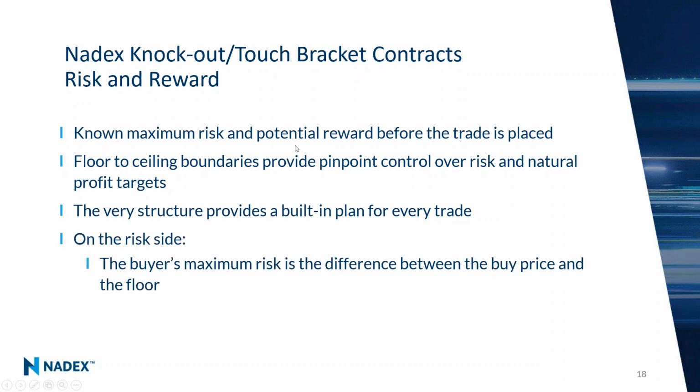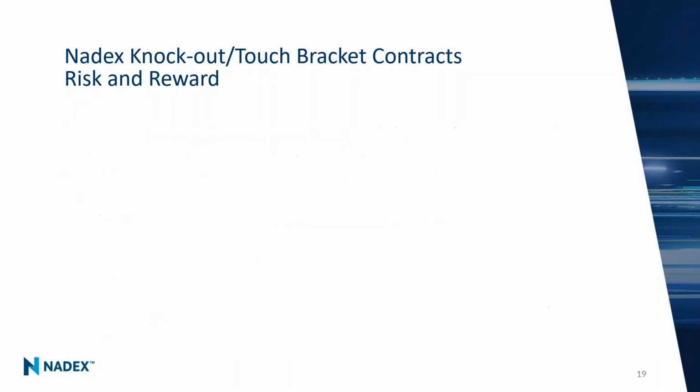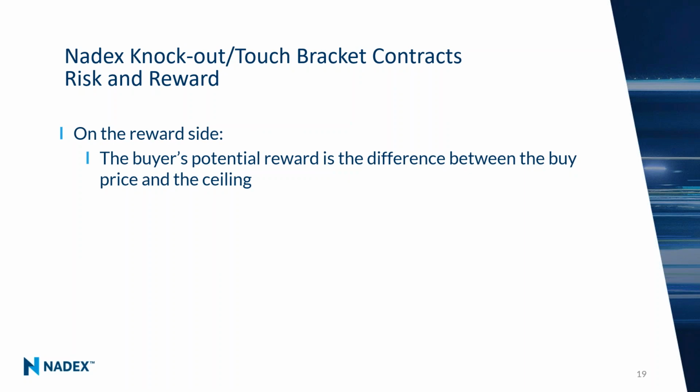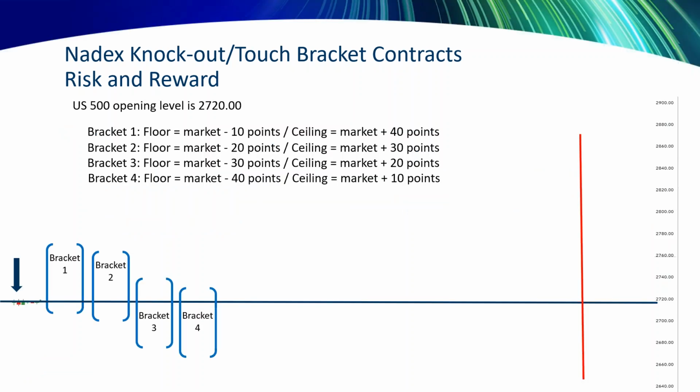So on the risk side, right, the buyer's maximum risk is just the difference between where you buy and the floor. Just the inverse for a seller. The maximum risk for a seller is the difference between the sell price and the ceiling. Reward, again, just the opposite. The buyer is looking to go to the ceiling. That's their maximum potential reward. On the seller side, they're expecting the market to drop. They want it to go to the floor, right? That's the maximum profit potential. And so you know those two key figures going into the trade.